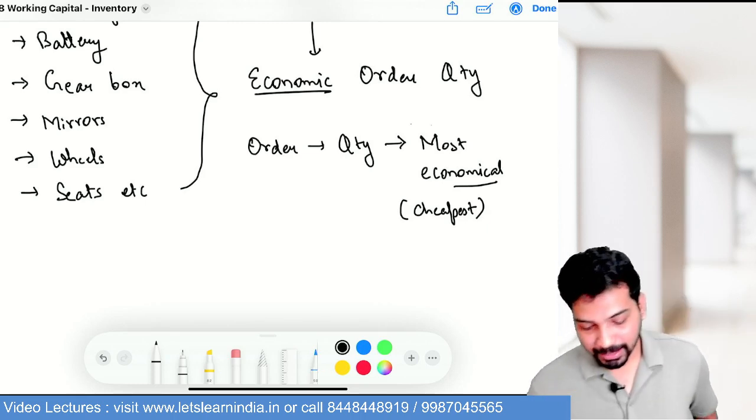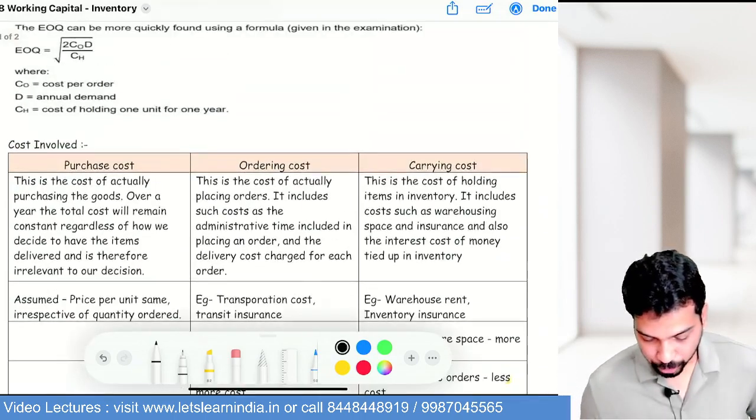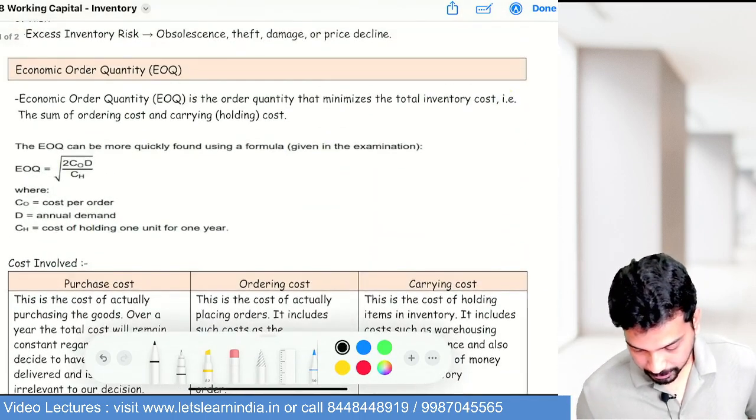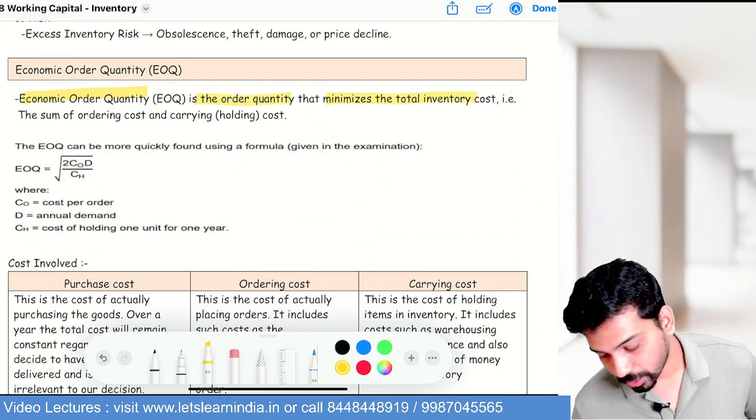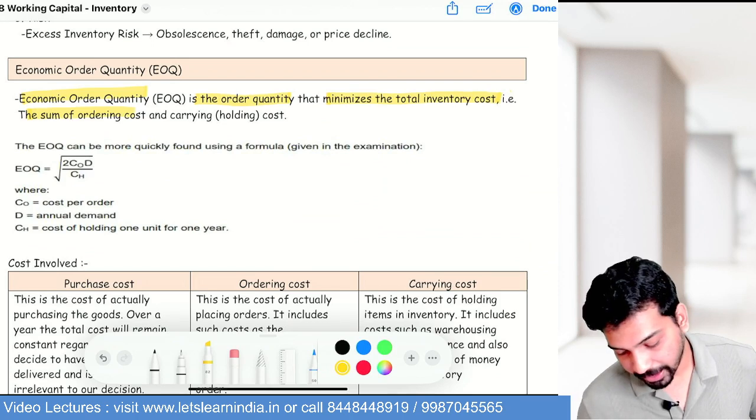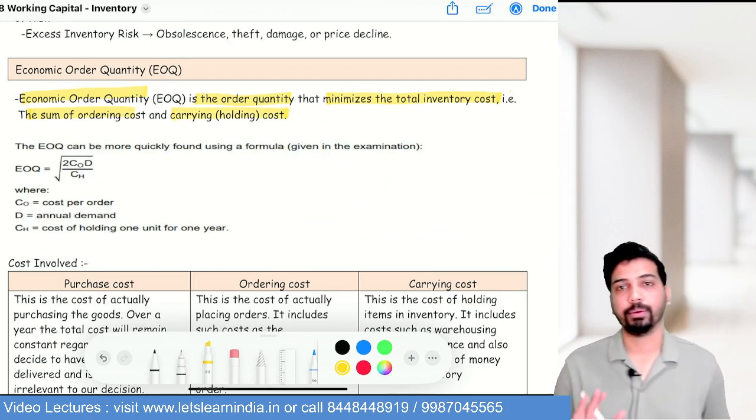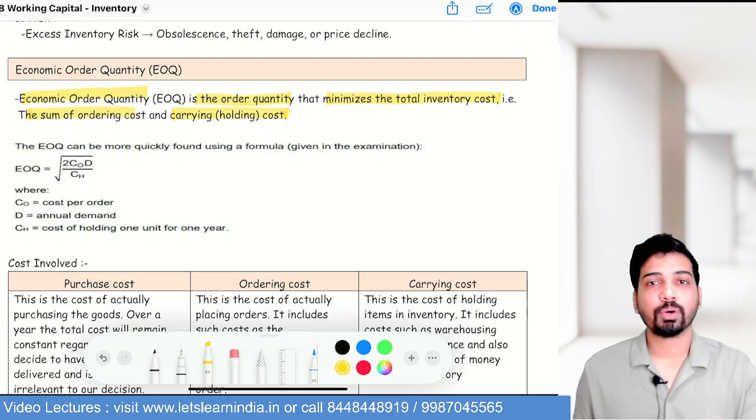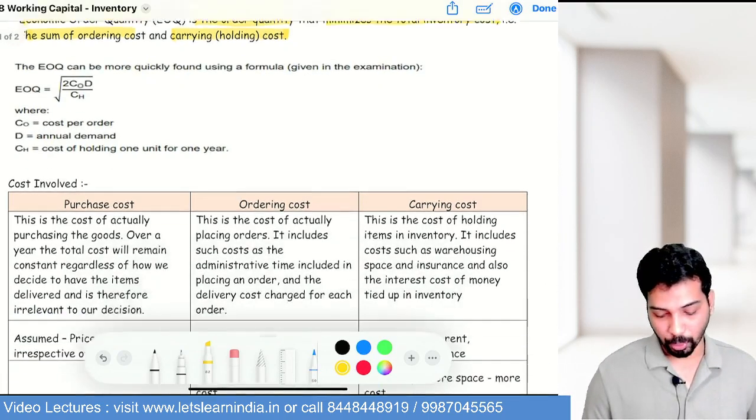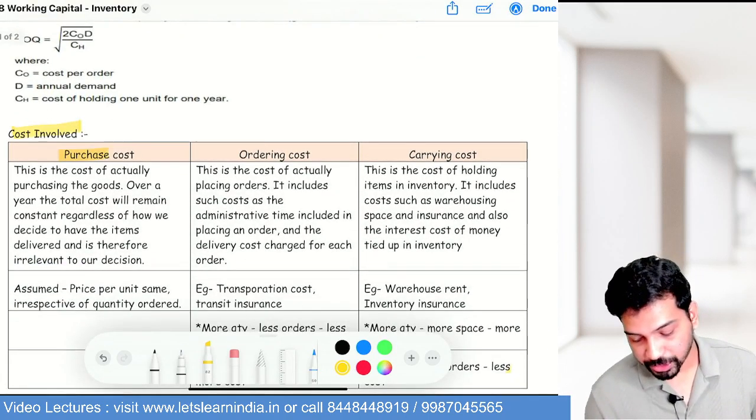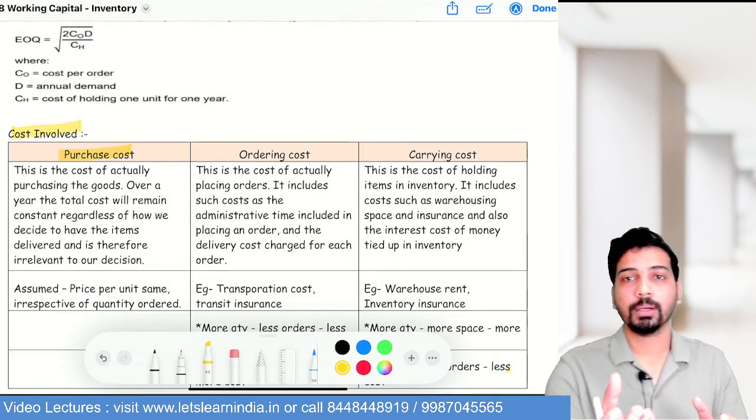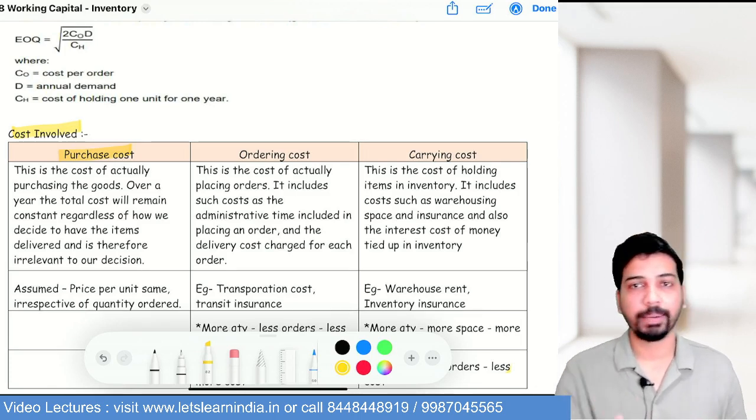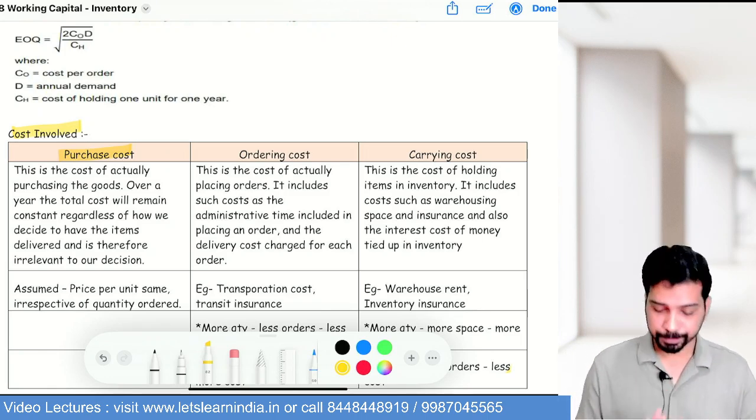Okay. Now, let us once go through the definition. Economic order quantity is the order quantity that minimizes the total inventory cost, that is the sum of ordering cost and carrying cost, which is your holding cost. Now, we'll understand what are the costs involved while placing an order. The first cost is your purchase cost. Purchase cost is the price that you pay to buy an inventory, your raw material.